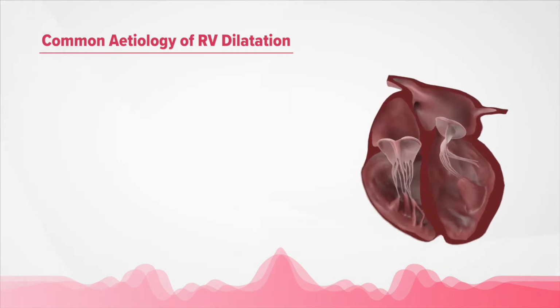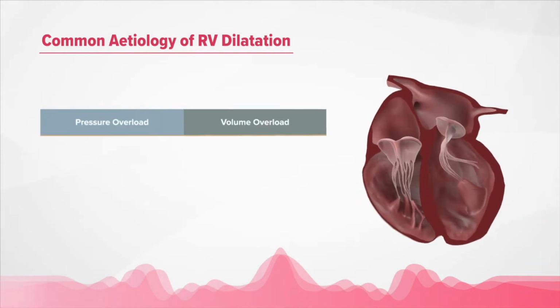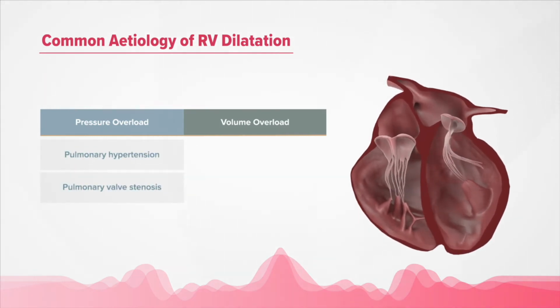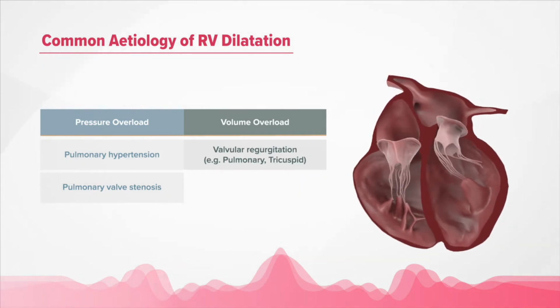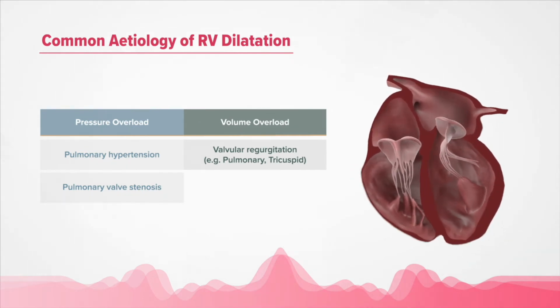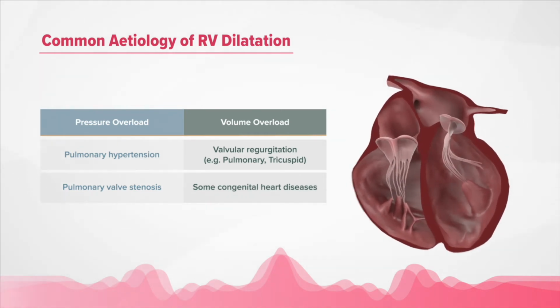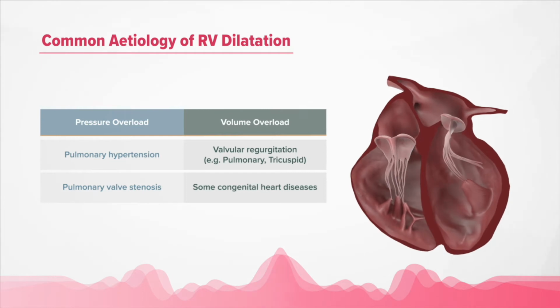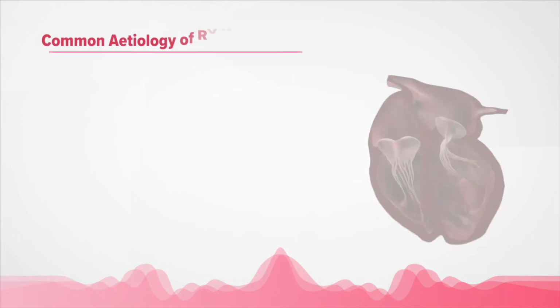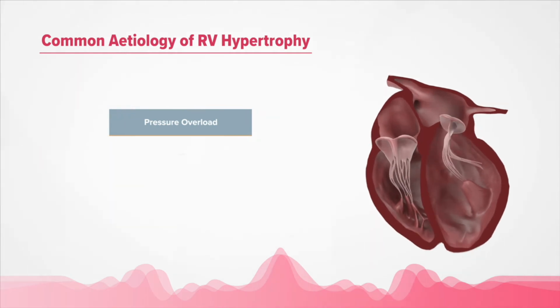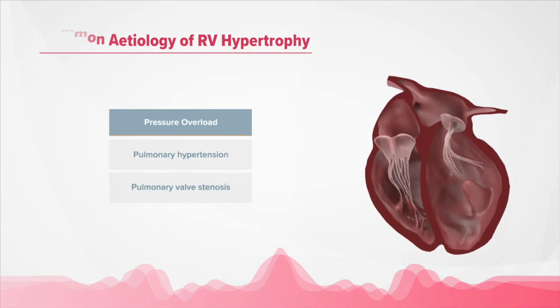The right ventricle can dilate due to pressure or to volume overload. Pressure overload can be related to pulmonary hypertension or pulmonary valve stenosis. Volume overload can be related to severe incompetence or regurgitation of the pulmonary or tricuspid valves. Congenital heart disease, such as the intracardiac shunt caused by an atrial septal defect, through volume overload can also lead to right ventricular dilatation. Right ventricular wall thickening or hypertrophy is caused by pressure overload, which is seen in pulmonary hypertension or pulmonary valve stenosis.